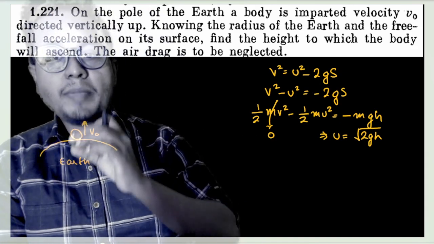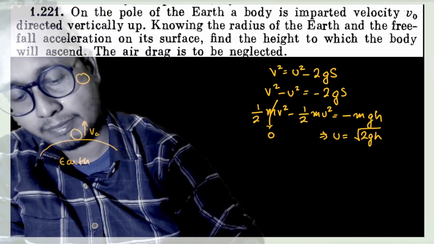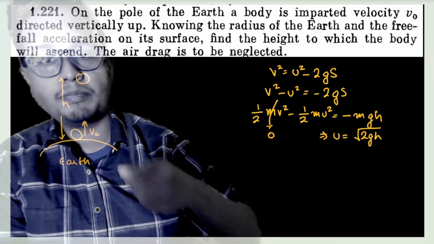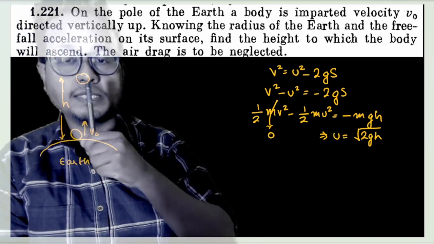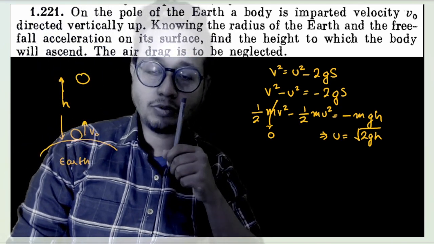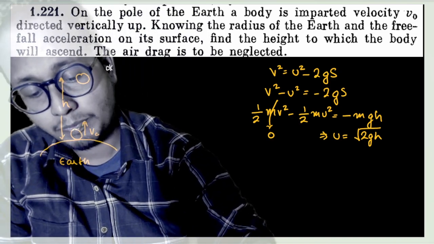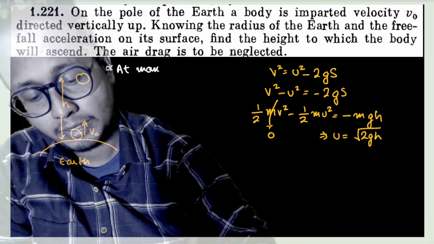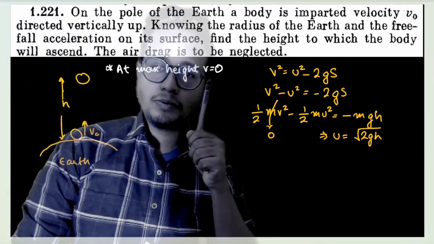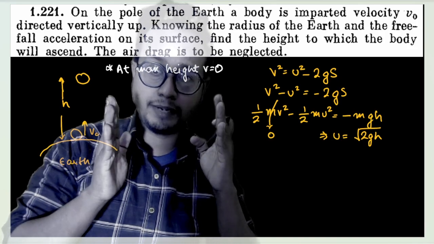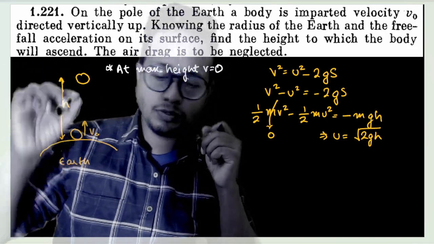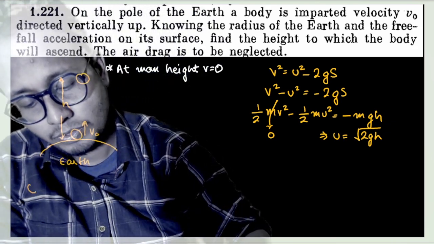Okay, so suppose the ball reached maximum height h. Now what is the kinetic energy of the ball at maximum height? See, whenever maximum height is asked, the velocity at maximum height is always equal to 0. So remember this trick: in any mechanics problem, at maximum height, velocity always becomes equal to 0. This is the trick that I told you before, and I'm telling you again. So if velocity at maximum height is 0, what is the kinetic energy at maximum height? 0.